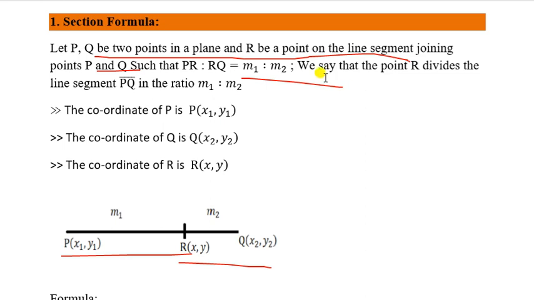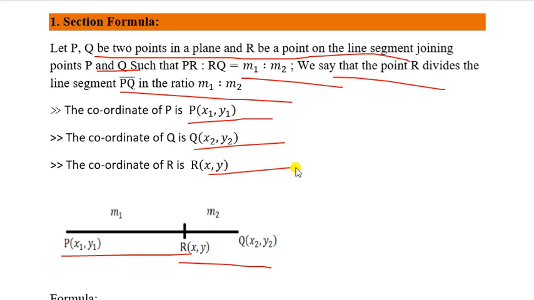Now we say that the point R, always we'll say like this, R divides the line segment PQ in the ratio of M1 is to M2, and the coordinates of P are this one, the coordinates of Q are this one, and the coordinates of R we consider as x comma y. And listen, always you have to denote any point in brackets. Without brackets your point will be wrong. So when you write any point you should use brackets. I hope it is clear for you.